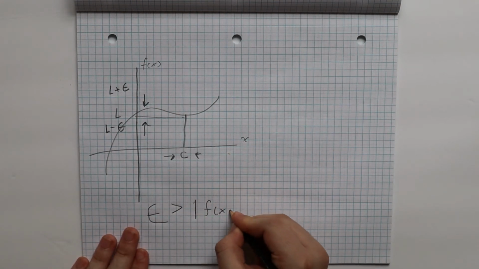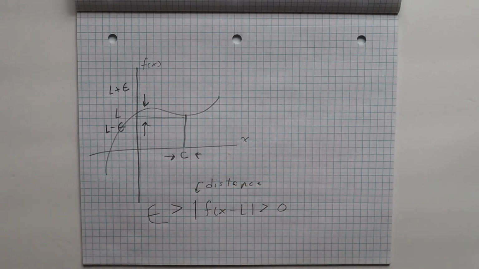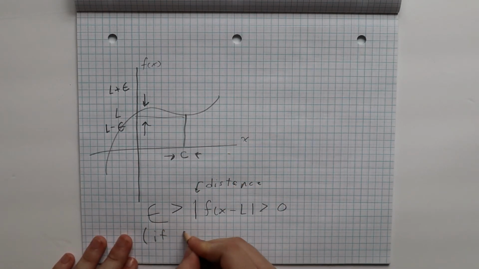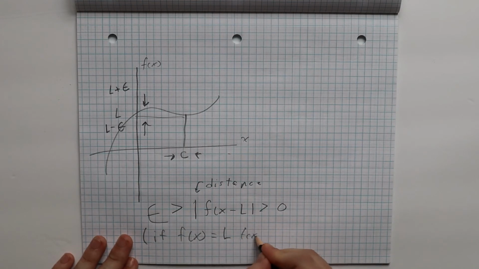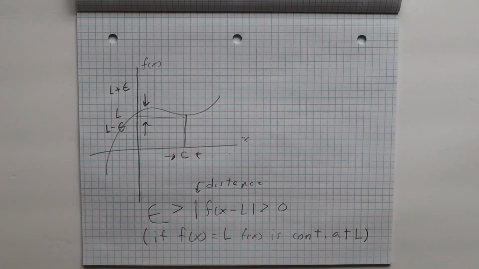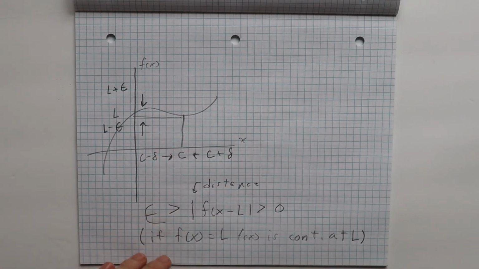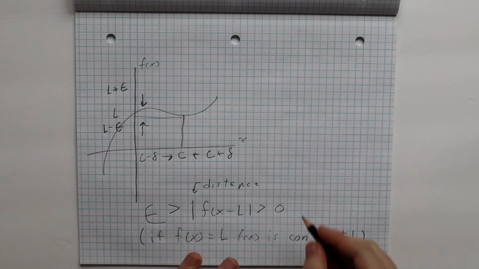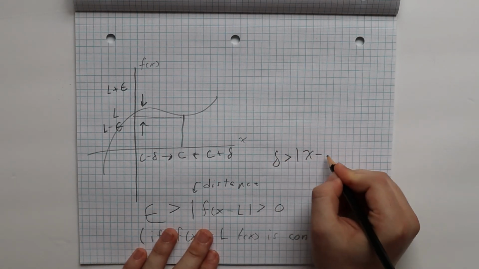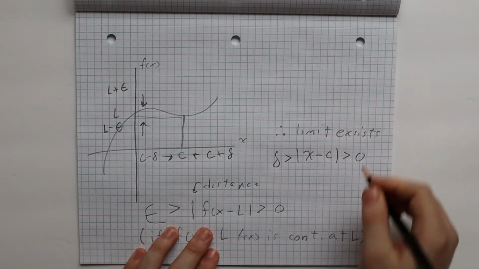It is greater than 0, since if it was 0, then f of x would be equal to our limit, which is only true if the function is continuous at that point, but we want to be able to also find the limit of a function when it is discontinuous at that point. Now, if we could always find a corresponding delta, which is always greater than the distance from the x value and c, or delta is greater than the absolute value of x minus c, it is greater than 0, then congratulations, the limit exists.